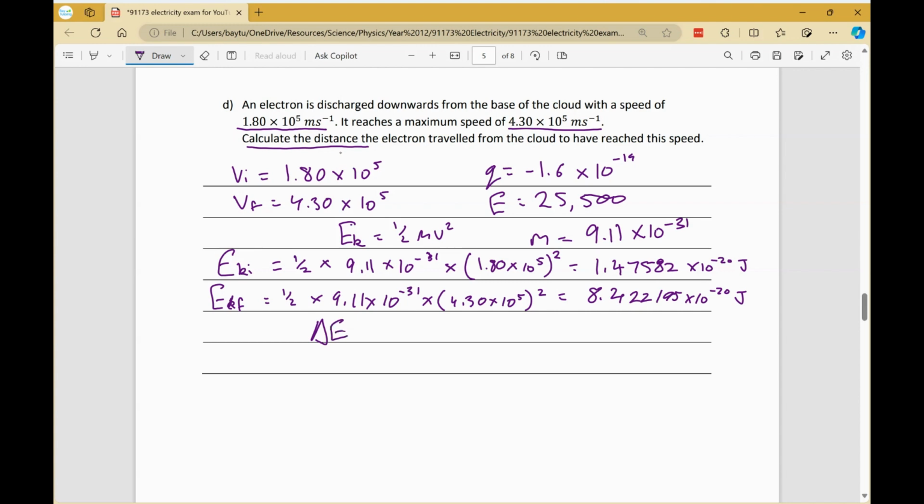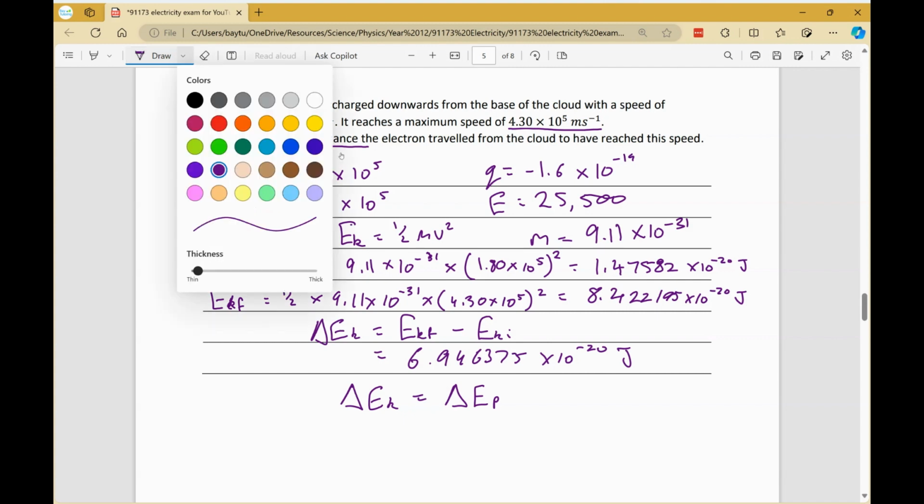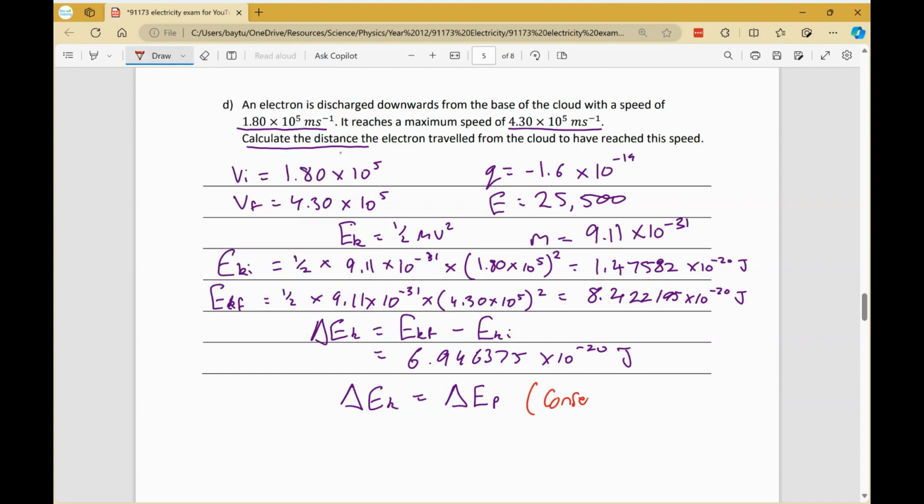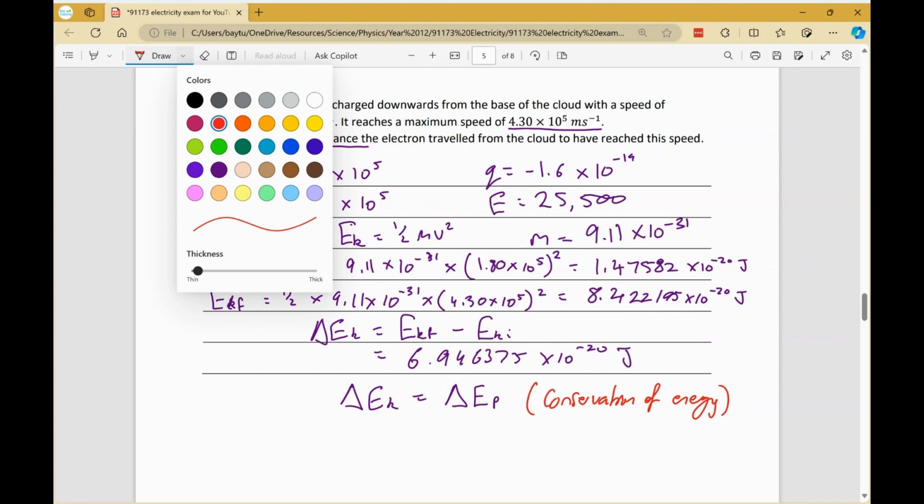Okay, so the change in kinetic energy is final kinetic energy minus initial. So now I'm going to take away those two answers, which gives 6.946375 times 10 to the negative 20 joules. So that's the change in kinetic energy. And that is equal to the change in potential energy. Because as one is lost, the other must be gained. So we're assuming conservation of energy here. Not just in mechanics, you need to know about conservation of energy.